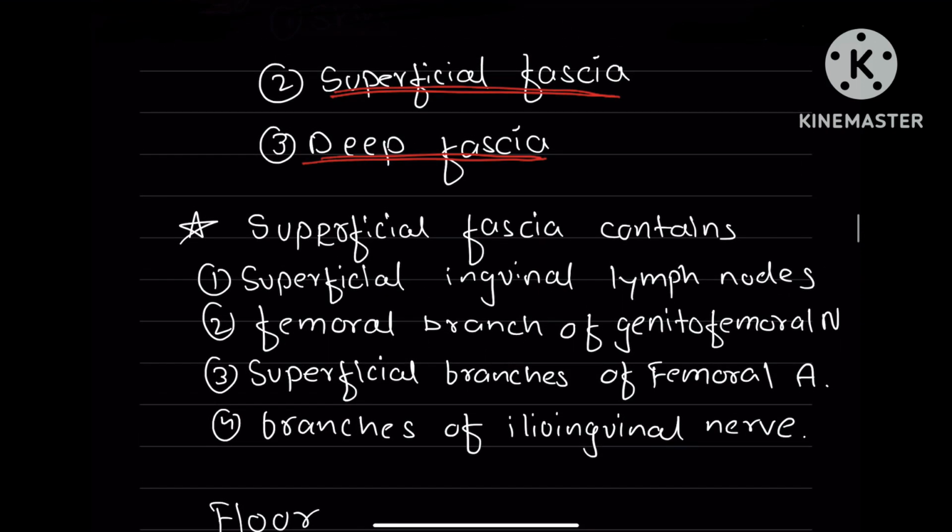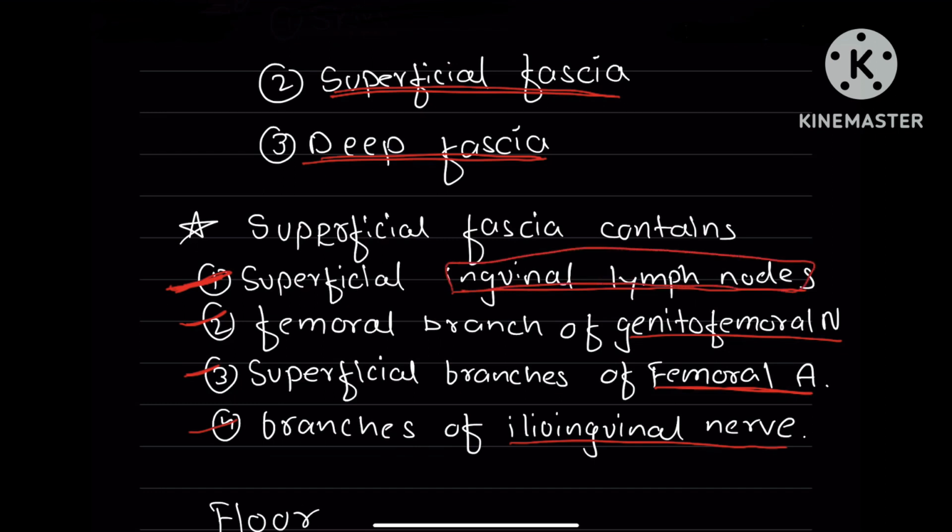The superficial fascia of the femoral triangle contains superficial inguinal lymph nodes, the femoral branch of the genitofemoral nerve, superficial branches of the femoral artery and branches of the ilioinguinal nerve.